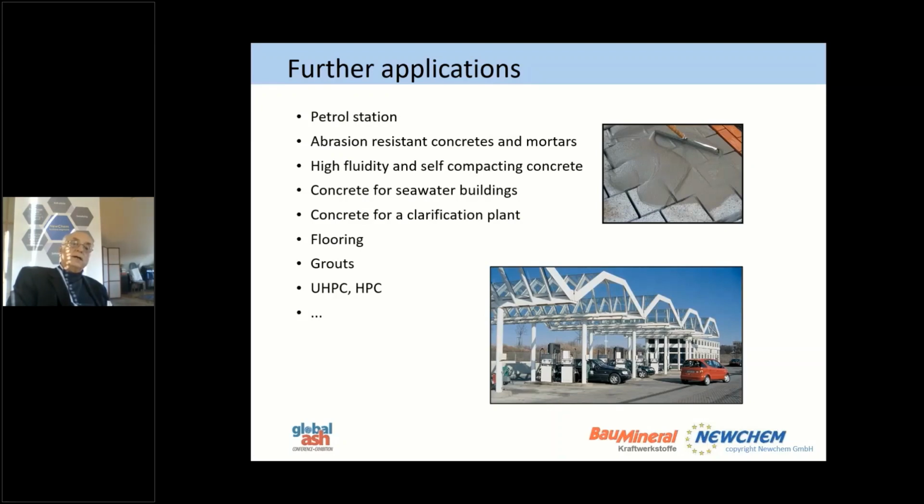And we are trying today also to replace a lot of steel, because the production of rebars produces about twice as much CO2 as the production of cement does. So wherever you can replace your rebars because of the quality of the cement, you're on the winning side. We also use it in grouts, and we use it naturally in high performance concrete or ultra high performance concrete.